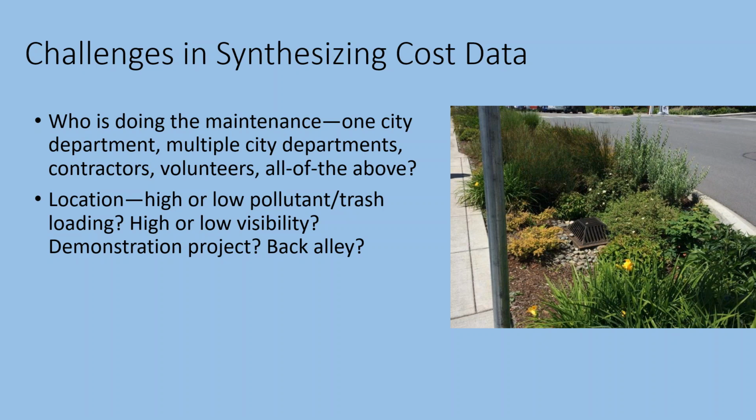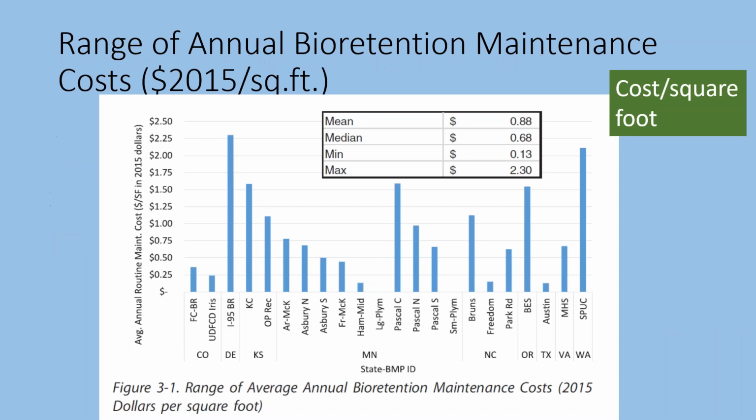And then some other site-specific issues would be, does the BMP have higher pollutant loading? Is it an area that's really got heavy loading, or is it an area that doesn't need to be maintained as much because it's in a lower loading area? Is it out in front of your utility building where we're getting a lot of public exposure? Is it a demonstration project? Or is it somewhere in the back alley where maybe it's not being maintained as frequently? And so these are just a few examples of the variables that we thought about as we worked on this book.